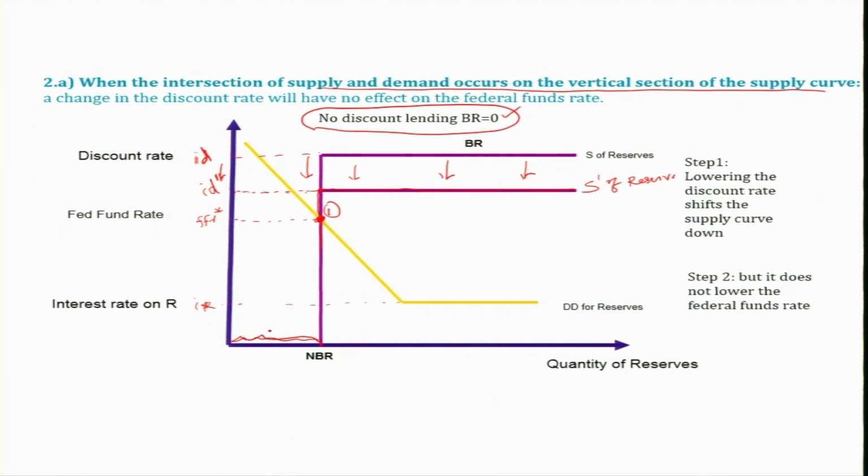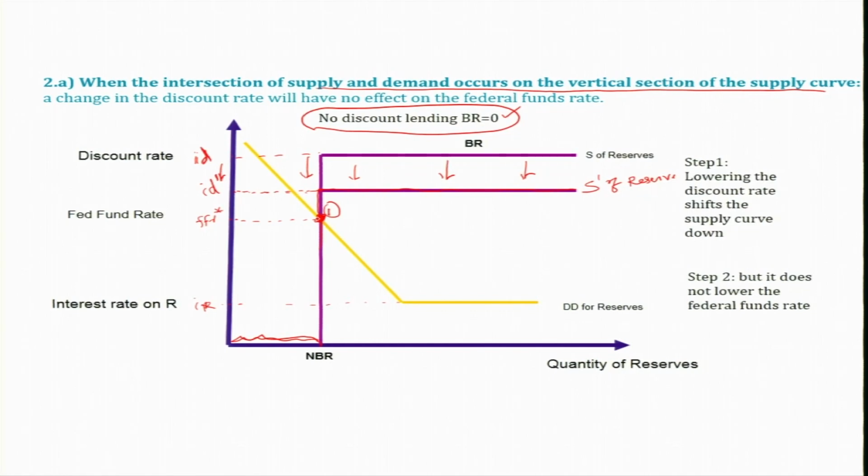That means this much is the supply in the market. So, no discount lending here. Then as a result, because the intersection is here, because always for us the equilibrium Fed fund rate will be at a point where supply of reserve is equal to demand for reserve. So, our intersection point is this one.